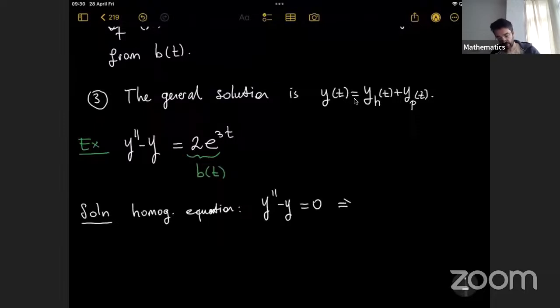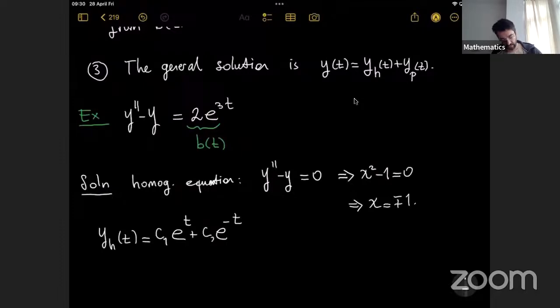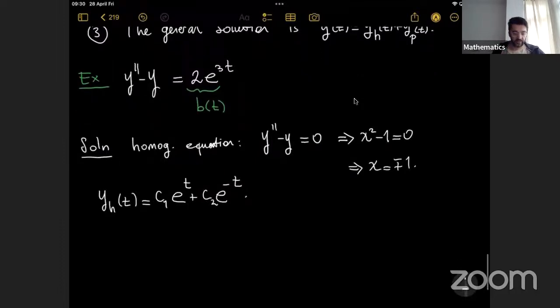And the characteristic equation for this is lambda squared minus 1 equals 0, which implies lambda is equal to plus or minus 1. So the solution for the homogeneous equation, y_h(t), is c1 e^t plus c2 e^(-t). So you take the combinations, right? Now we move to the non-homogeneous part, the particular solution.